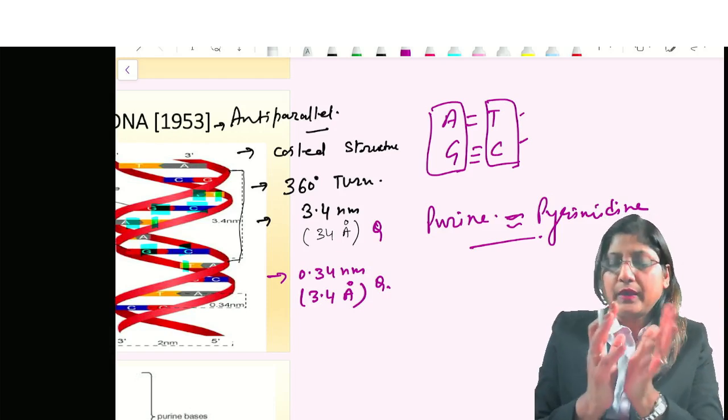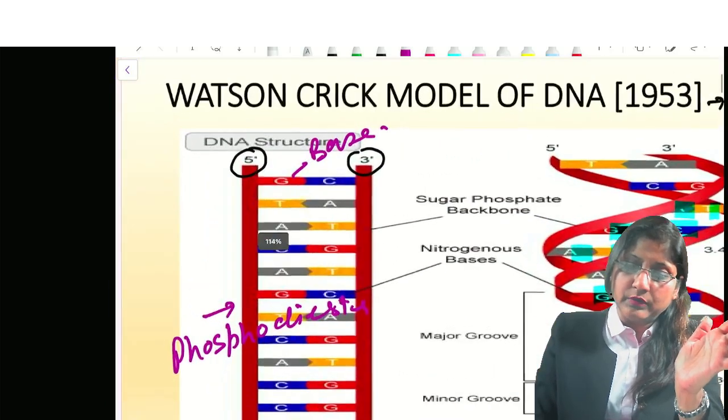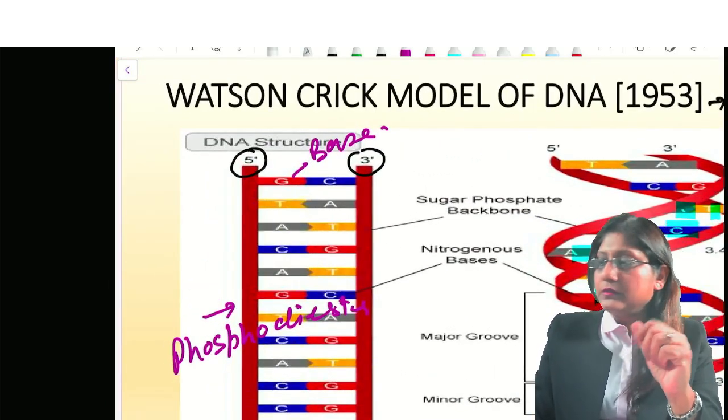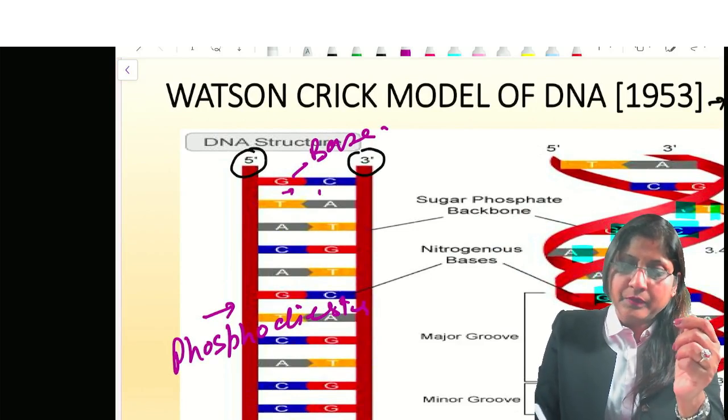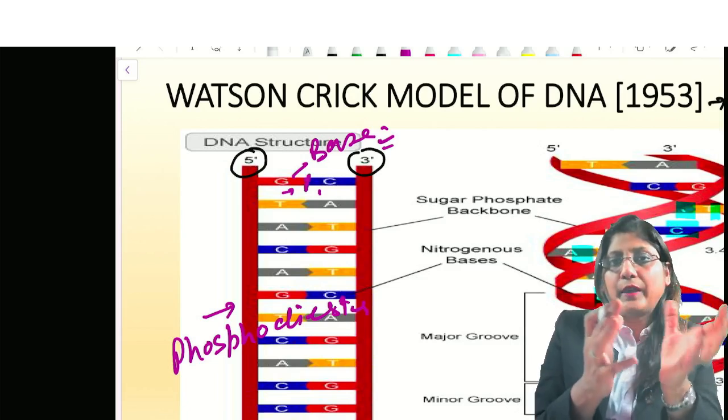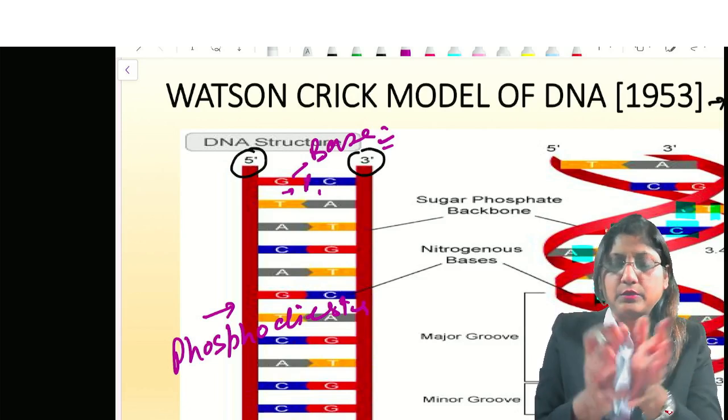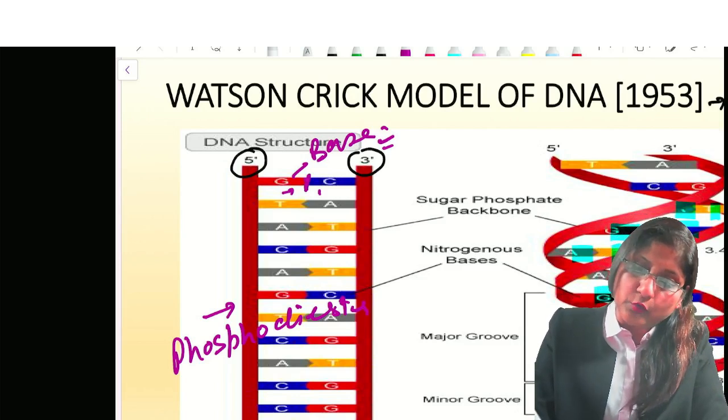That is why you can see, even in this picture, there was a time in a previous year when they asked one question: what are these colored lines representing? You have to say they are bases. And what is the link which is linking guanine to cytosine or adenine to thymine? You have to say it is hydrogen bond.